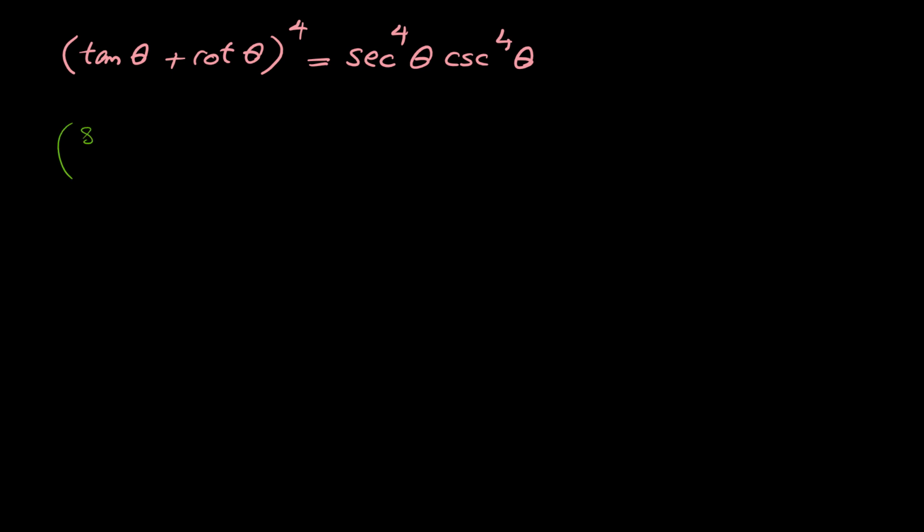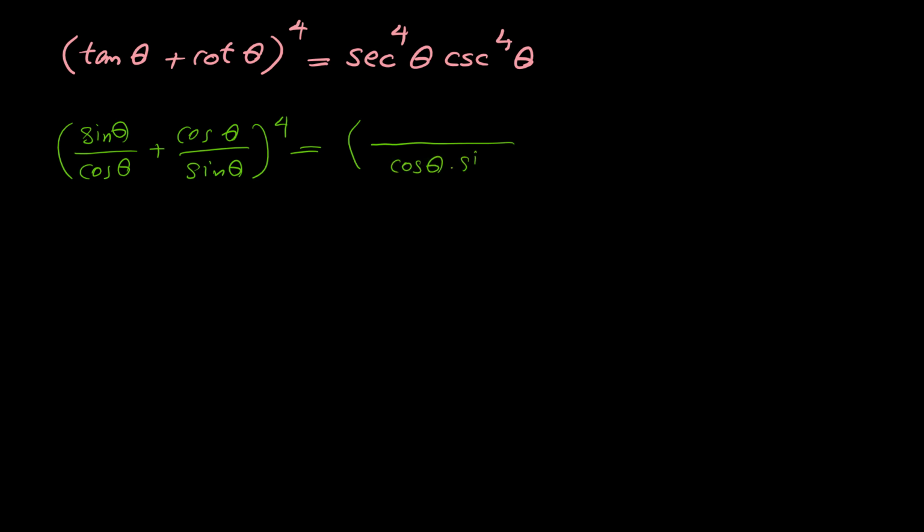Tangent is sine over cosine. So we start again from the left side and we try to get to the other side. Cotangent is cosine over sine, not x, it should be theta: sine theta, cosine theta. Sine theta plus cosine theta over sine theta, all to the 4. To add these two, we have to do a common denominator. The common denominator is cosine times sine.